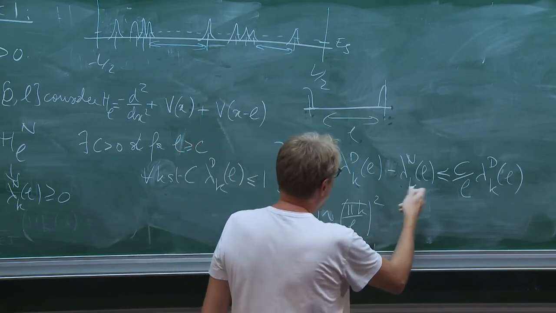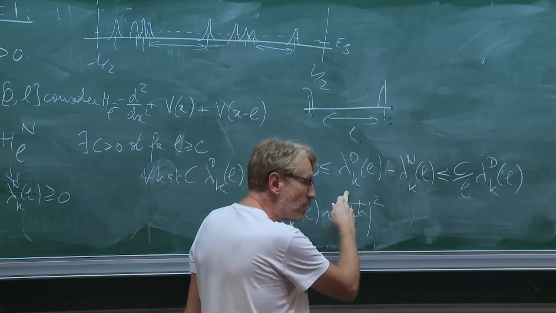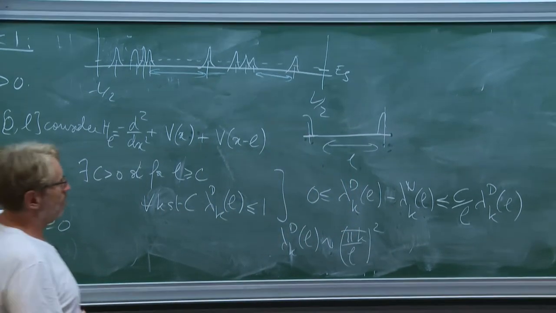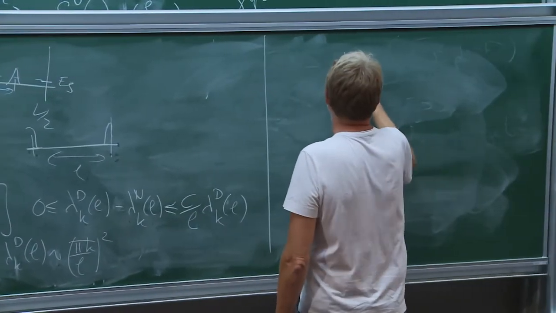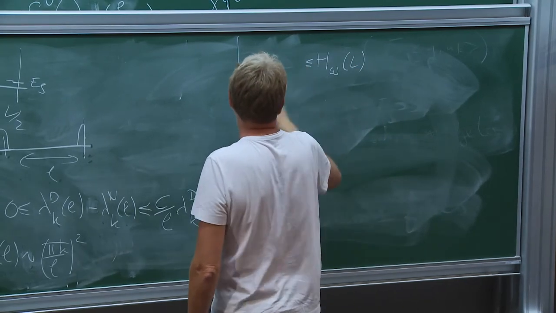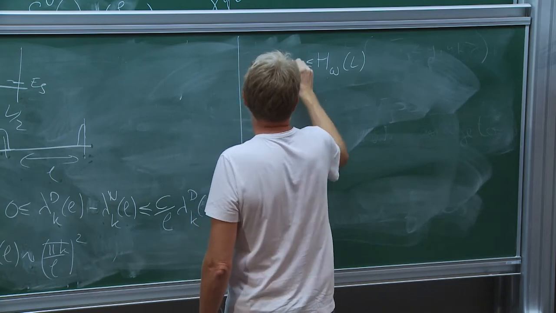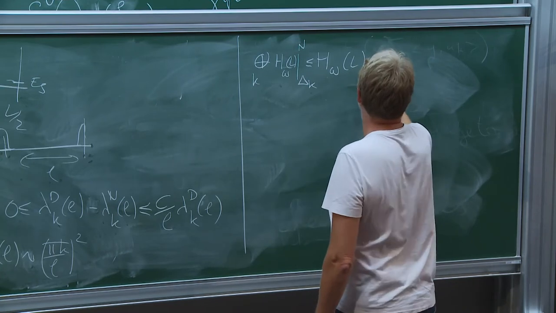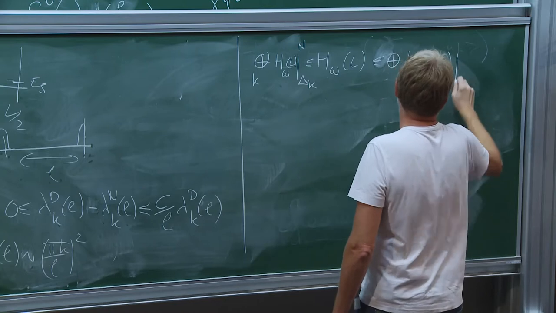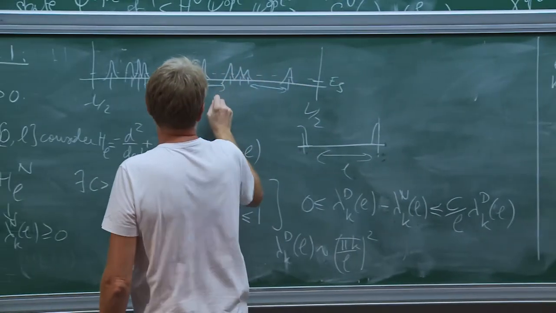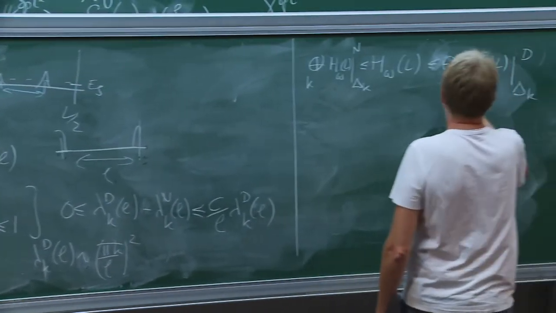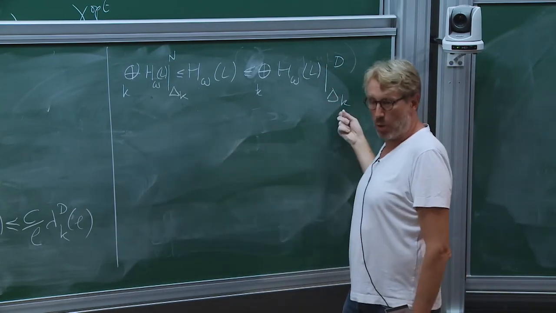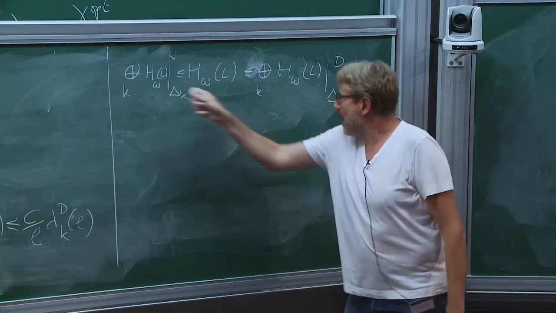What this is telling you is that the Neumann eigenvalue is actually close to the Dirichlet eigenvalue, with a remainder term that you can control in terms of the Dirichlet eigenvalue. One thing I should remind you of is that H omega L is bounded from below by H omega L restricted to the pieces, but now with Neumann, and from above by H omega L restricted to the same pieces with Dirichlet. But now you know that for the eigenvalues of those you have an estimation, and for the large pieces they are essentially the same.